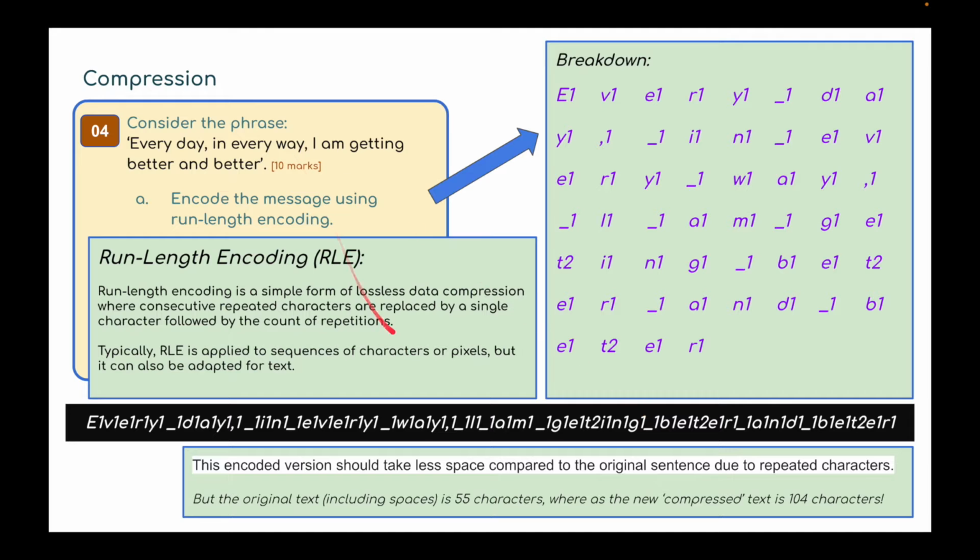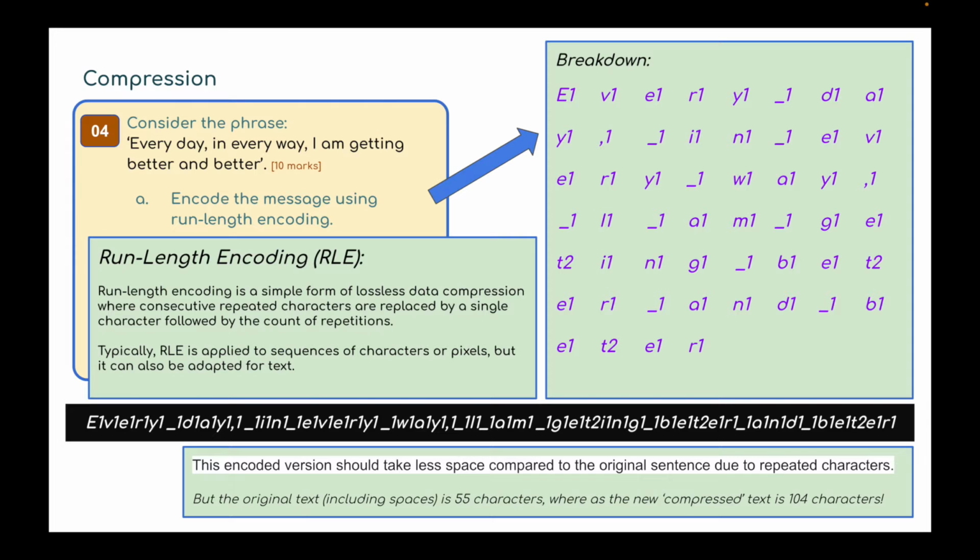But based on the original, we're meant to be compressing this file, but we've actually almost doubled it in size, going from 55 characters, which is what this is, including spaces, up to 104 characters. So realistically, if we scale this up, it would be a lot slower file to download.